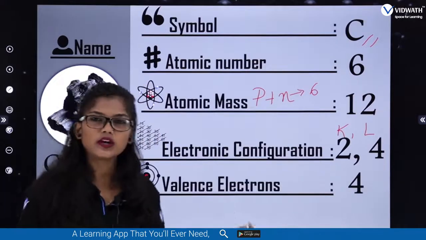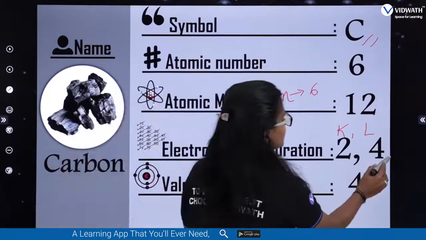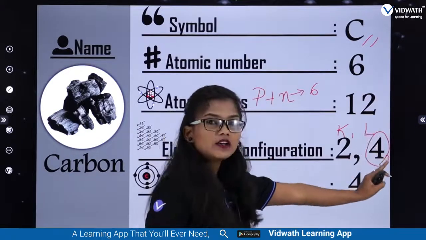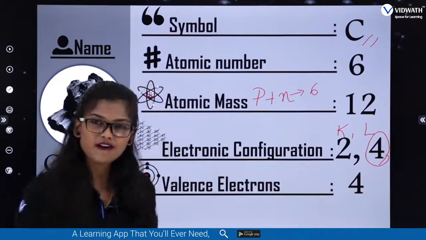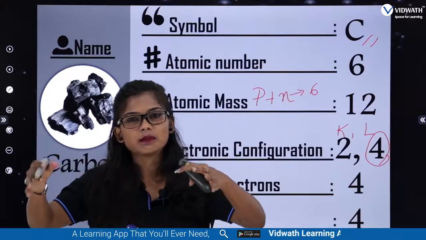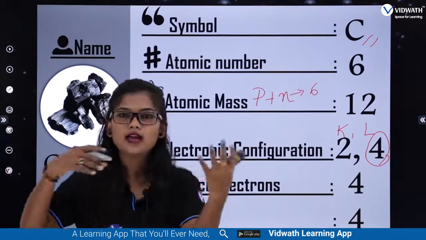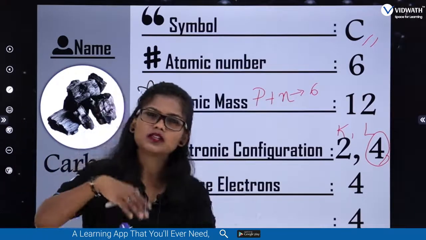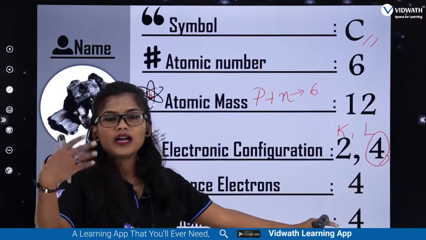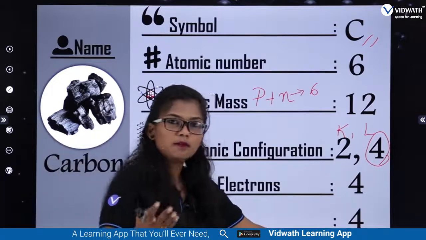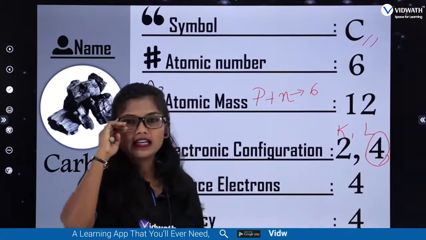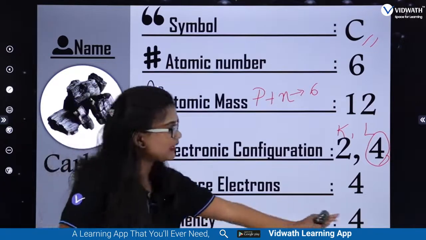Coming to the valence electrons, what do you mean by valence electrons? The number of electrons present in the valence shell, the outermost shell. Which is the outermost shell? L. How many electrons are there? 4. So the valence electron is 4. Coming to the valency, what do you mean by valency? We know that elements attain stability by forming compounds, either by forming bonds, by losing or gaining electrons. As it has 4 valence electrons, it should either lose or gain somehow and form bonds. How many bonds can it form? It can form 4 bonds to attain stability. That is valency. The valency of carbon is 4.